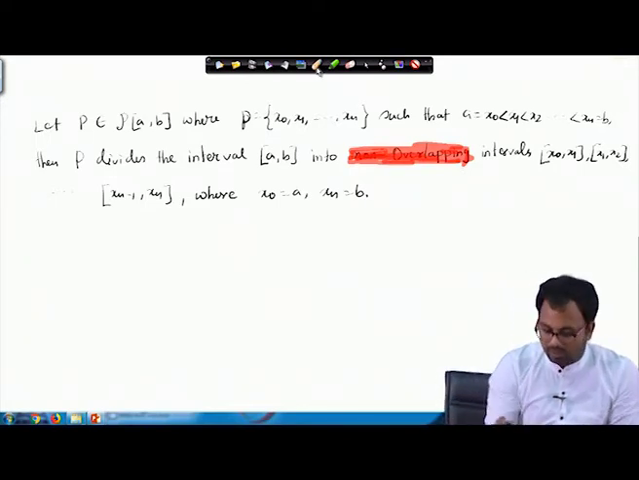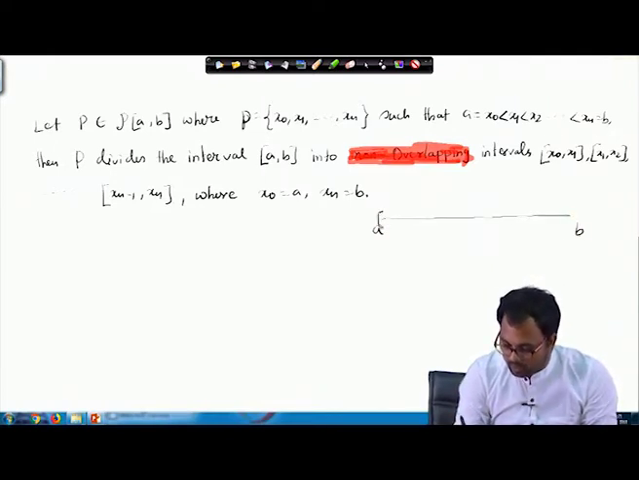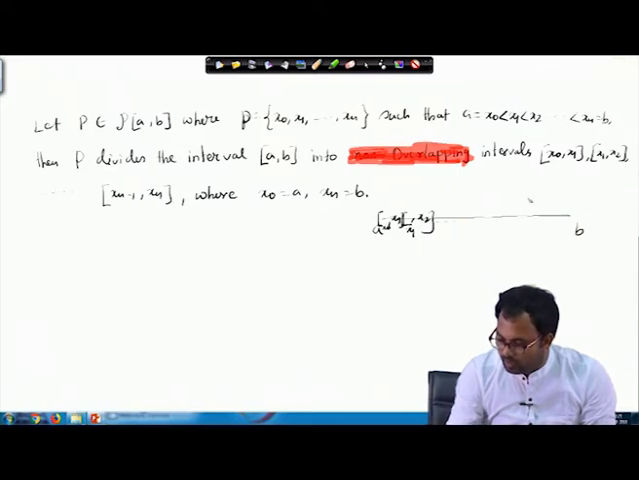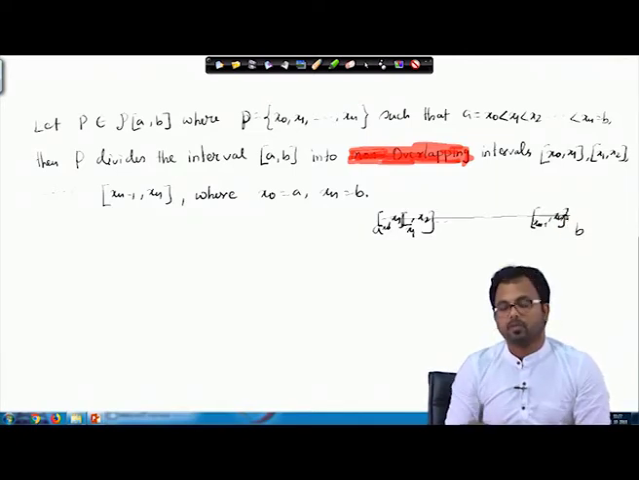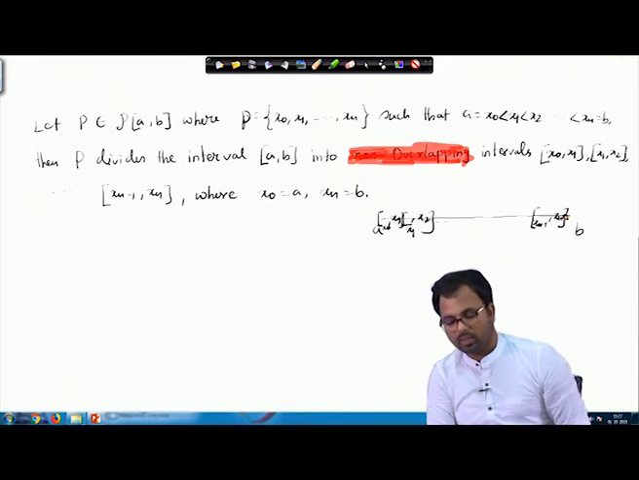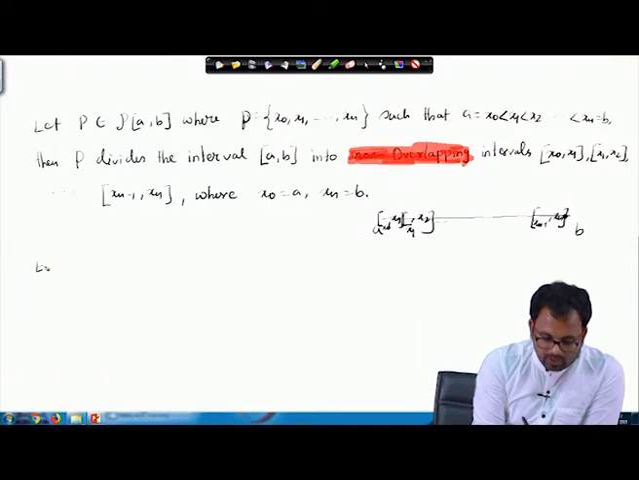And in other words, if you have your interval a to b, let's say, then your x0 to x1 will be here, then x1 to x2 will be beginning from here, and so on. Then you have xn minus 1 to xn, which is basically your point B. So that's how these subintervals are defined. We can look into one example.